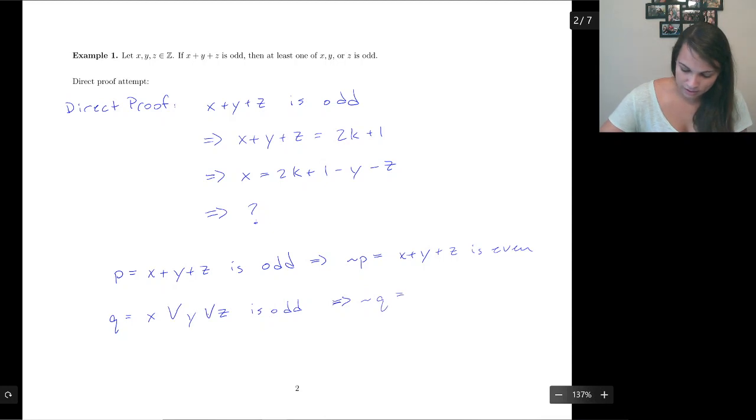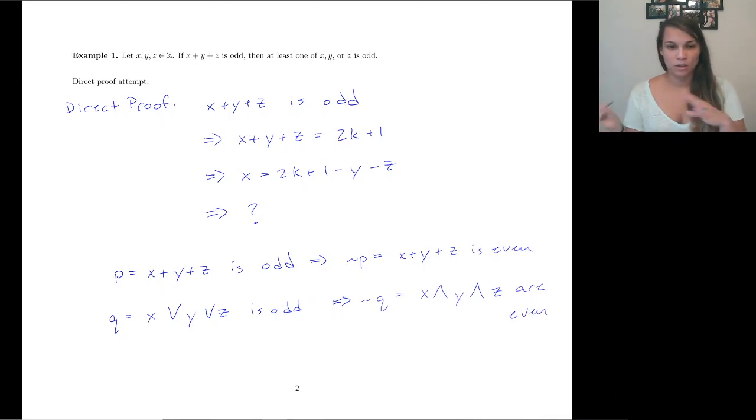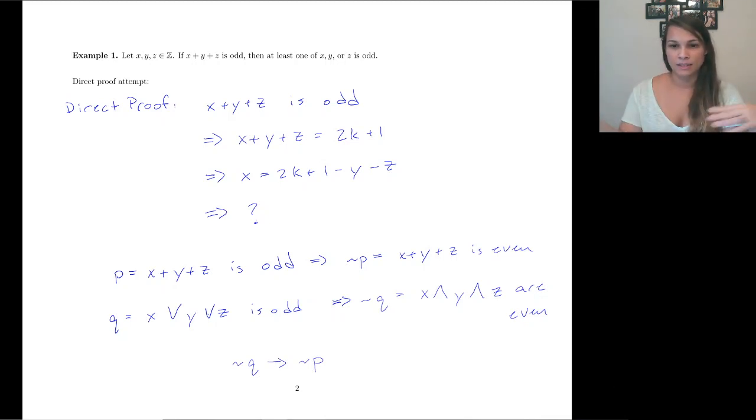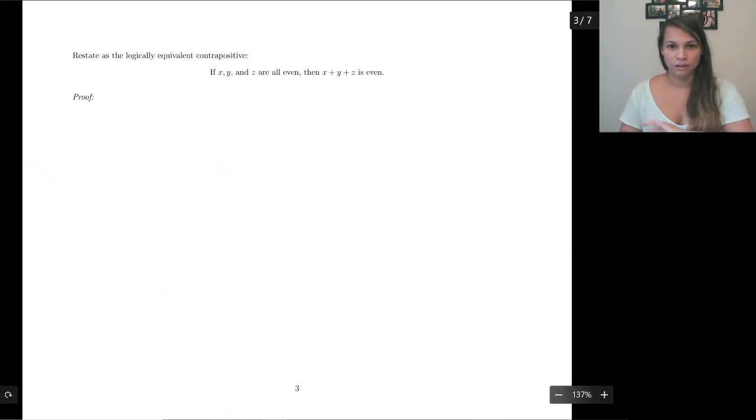So then not Q is going to look like x and y and z are even. Remember, when we apply the not, the negation, it turns ors into ands. And then the opposite of odd would be even. So there we go. That means we have not Q implies not P ready to go. So we need x, y, and z to be even implies x plus y plus z is even. So here's our logically equivalent contrapositive statement that we're going to prove.